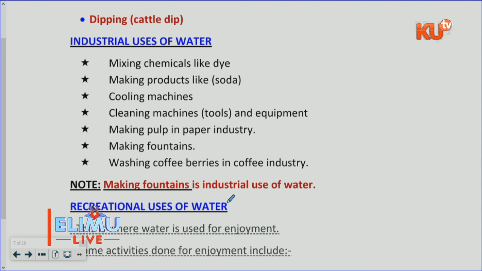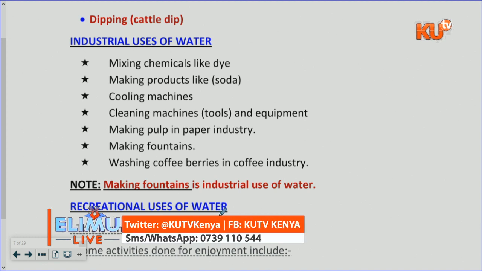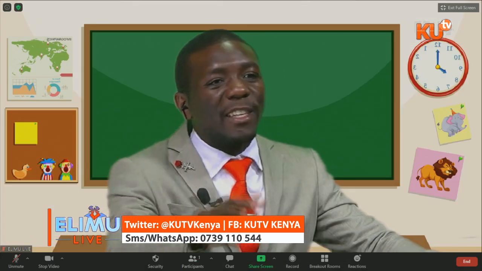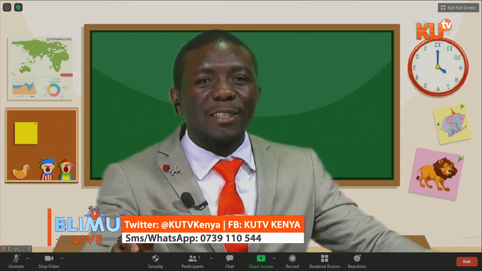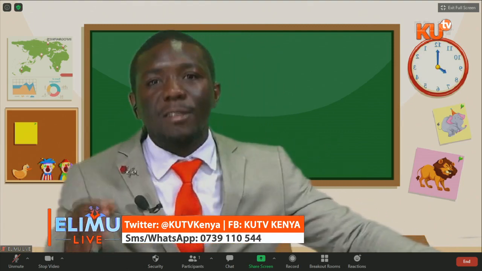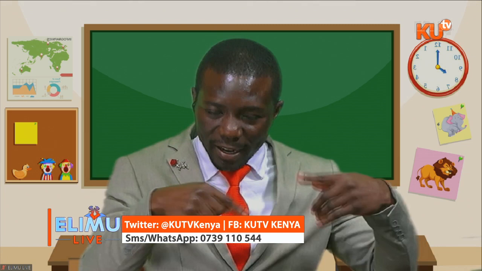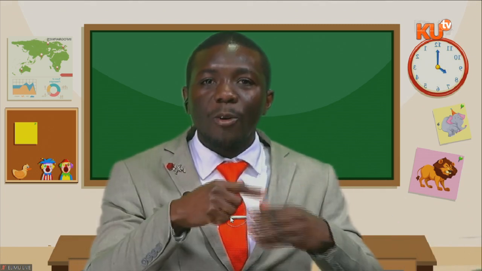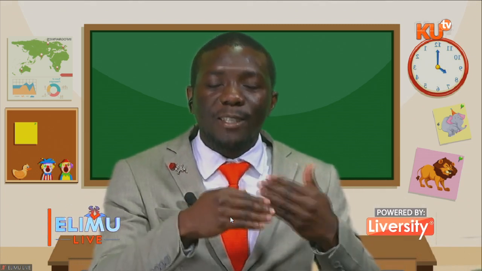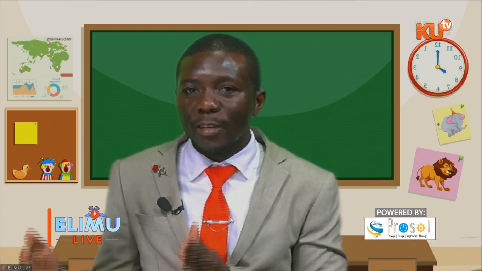Industries are also known as factories. We know factories are manufacturing centers. We have manufacturing industries, processing industries, assembling industries, and different types of industries. These industries use machines, so the machines run. And one of the requirements for an industry to exist is that it must be near a water source. So you'll find that most industries are built near rivers.